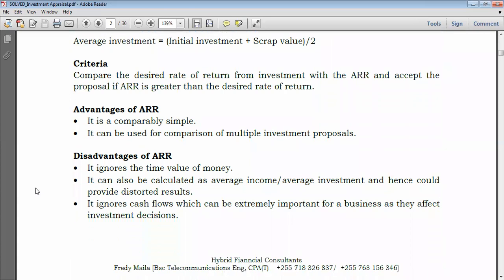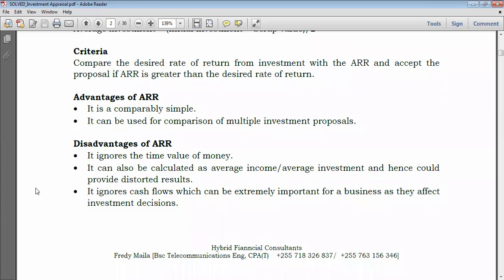All right, so advantages of accounting rate of return. First of all, it is comparably simple, and many people are used to it. The ratio of profits is just a common ratio: return on investment, return on capital employed. It's just a normal thing in the interpretation of financial statements during ratio analysis. But also we're told that it can be used for comparison of multiple investment proposals. The accounting rate of return comes as a percentage. It comes as a relative measure.